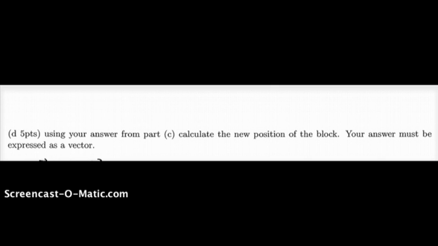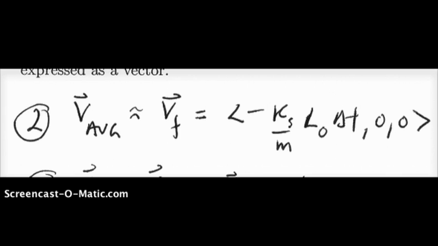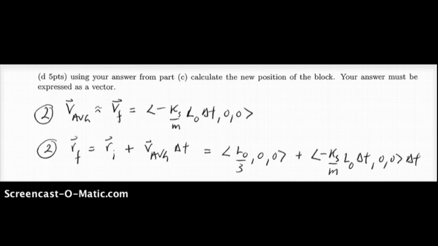Part D then asks us to use our answer from Part C to calculate the new position of the block. To find the final position, we must start from Newton's second law, which states that the final position is equal to the initial position plus V average times delta t. For this problem, we will use final velocity as a good approximation for the average velocity. At this point, all we have to do is plug in.